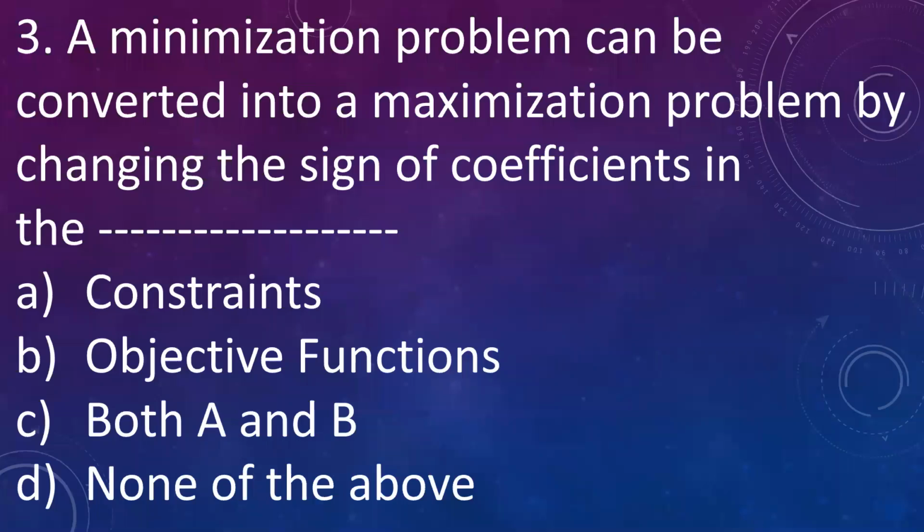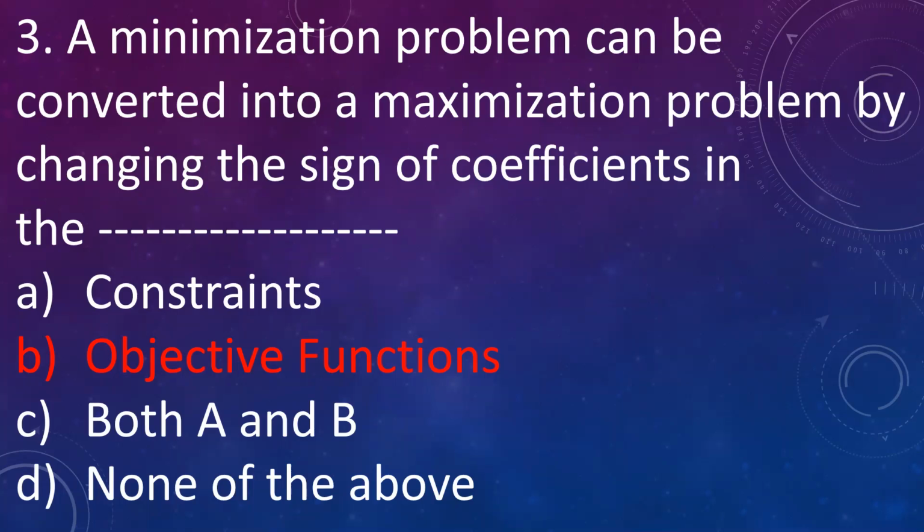Next question is: a minimization problem can be converted into a maximization problem by changing the sign of coefficients in A, constraint; B, objective function; C, both A and B; D, none of the above. Suppose a minimization problem is given and we have to convert it into a maximization problem. We can do it by changing the sign of coefficients in the objective function, because maximize and minimize are given in the objective function. So we have to change the sign in the objective function.